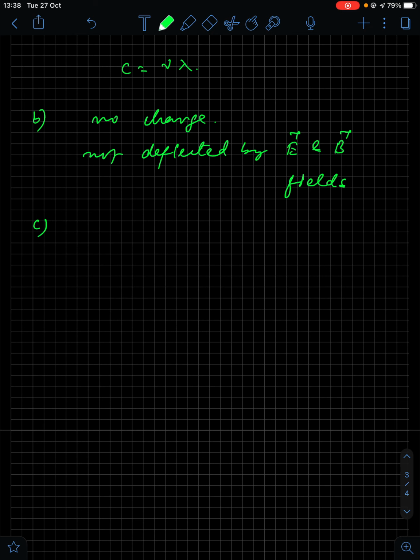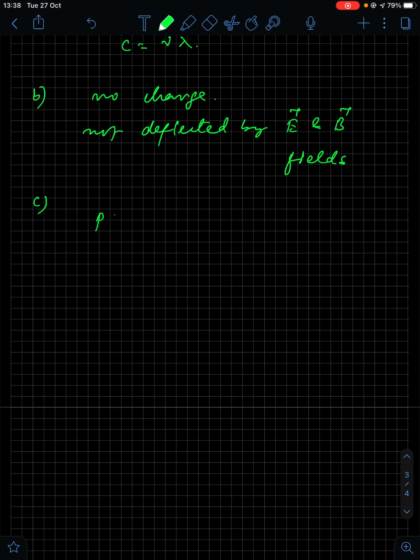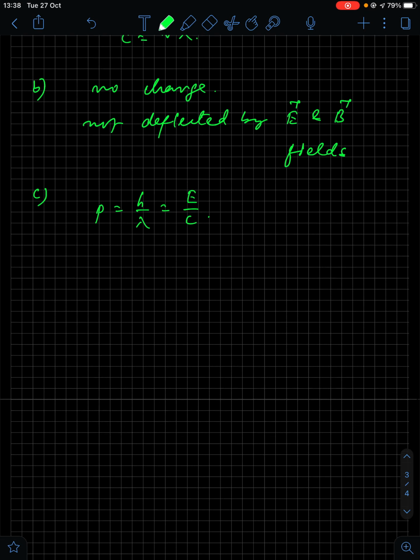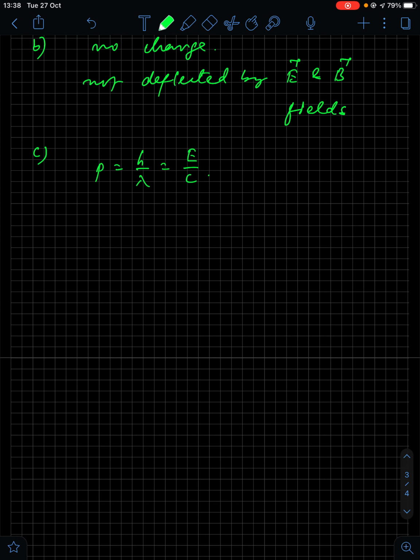Number C, photon has momentum given by p equal to h by lambda, and you can also write it as E by c. So this is a relation you'll remember.